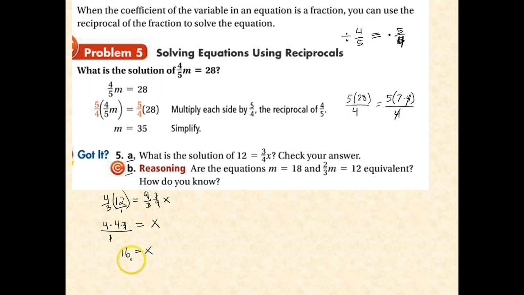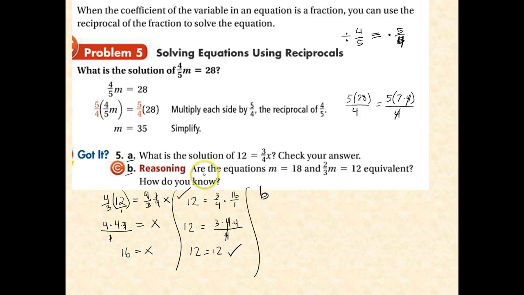Now I want to check and make sure that that works. Check. So does 12 equal 3/4 times 16 over 1? Well, 16 is 4 times 4 over 4. 4 divided by 4 is 1, so I'm left with 3 times 4, and I get 12 equals 12. So yes, that checks out.